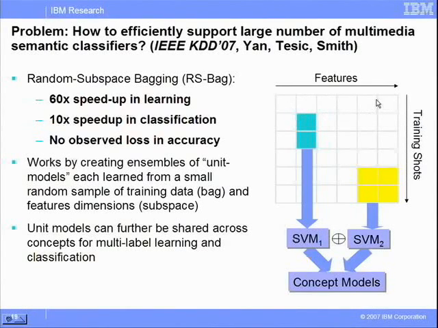So typically when you're creating a classifier using something like support vector machines, you use this whole data space. So in other words, you put in all of your features, you put in all of your training, you say here are the positive, here are the negative, and then you learn from that.